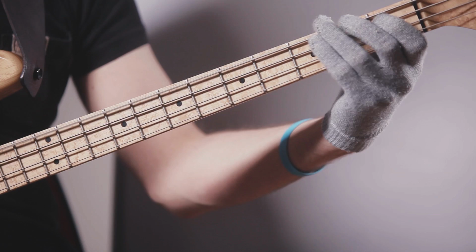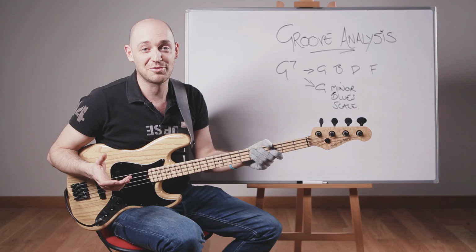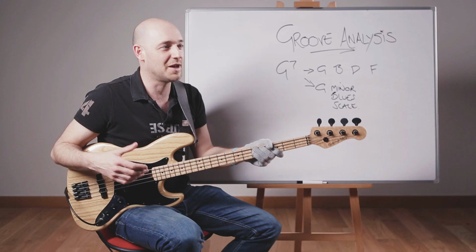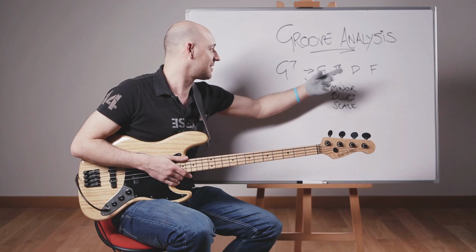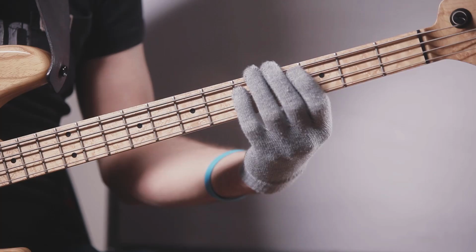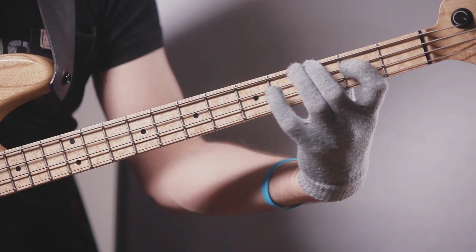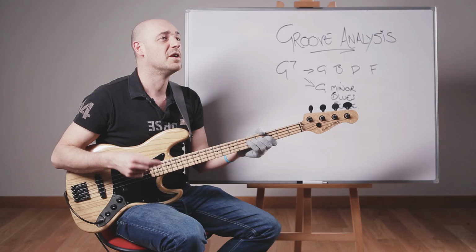So remember, next time you're creating a groove, can you start on something that isn't a root note? It'll just make it a little bit more interesting. For instance, I could start on the fifth. Let's start on the D. So this is the D, the fifth. So here's the arpeggio, G, B, D, F, and G. I'm gonna start on the fifth. I'm gonna create a groove from the fifth.